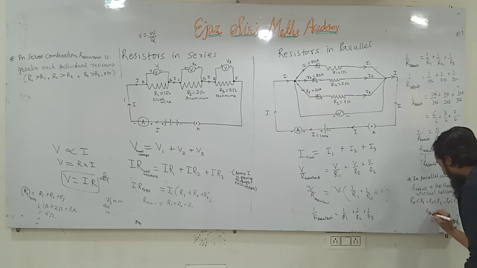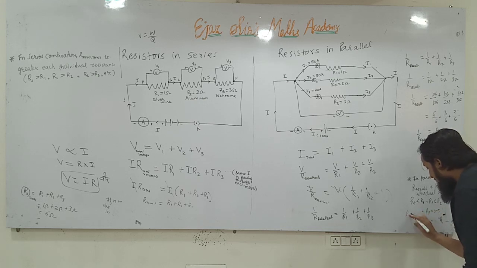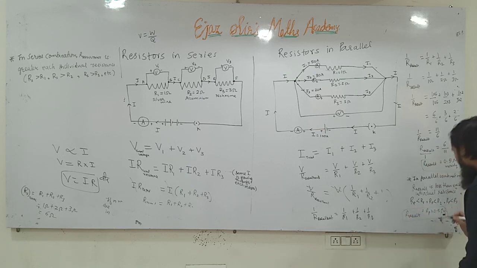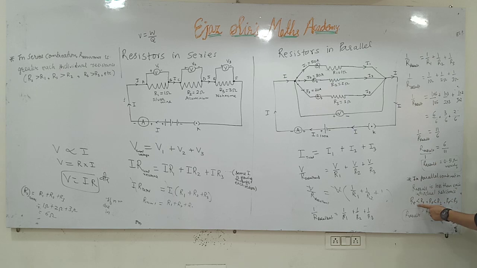What is RP? RP is actually R resultant. We can denote it by RP, so instead of R resultant we will write RP. RP is only 0.5 ohm. So RP is less than R1. How much is R1? 1 ohm, and this is only 0.5. RP is less than R2. How much is R2? 2 ohms, and this is only 0.5. RP is less than R3. How much is R3? 3 ohm, and RP is only 0.5 ohm. So what is the difference?